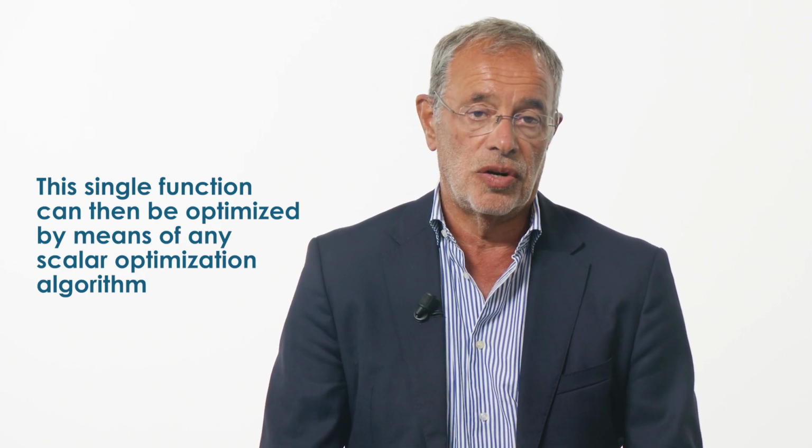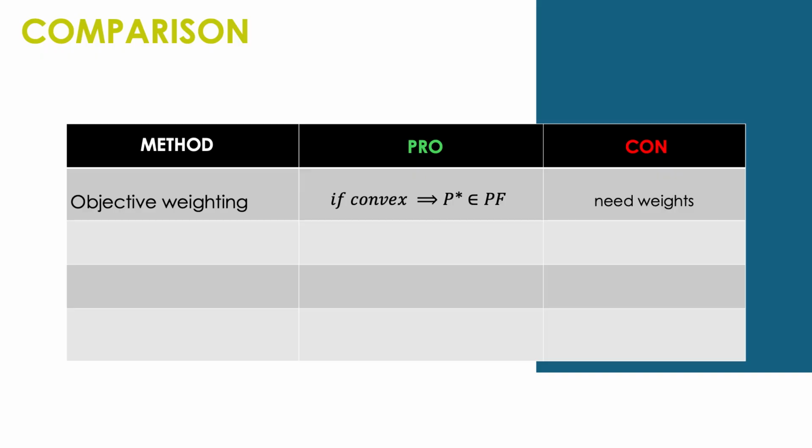So in the end, we try to summarize the comparison of aggregation techniques. All these techniques share the same target of combining different objectives into one single objective. This single function can then be optimized by means of any scalar optimization algorithm. There are some pros and cons for each of these techniques. For the objective weighting, on the positive side we have some mathematical properties, so the solution will be on the Pareto front. On the negative side, we need the weights, and we tried to show how this can be tricky if we don't know the problem in advance.